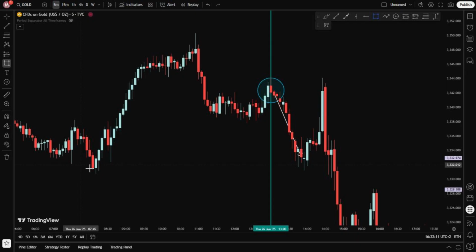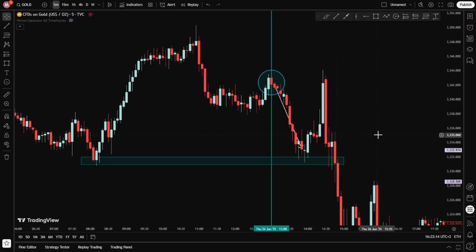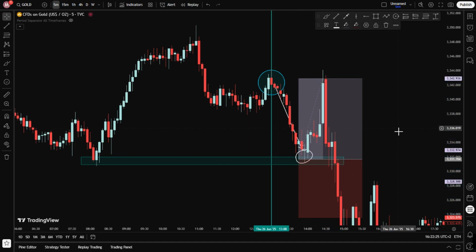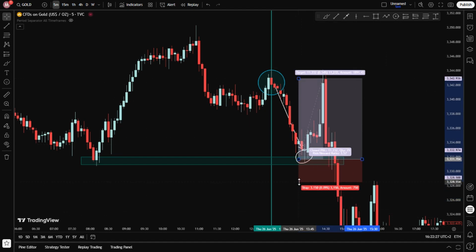Down here, we spot a clean and well-respected support zone, a level where price has reacted before. So what do we do? We go ahead and mark that support zone on our chart. Then once price comes back to test that support, that's our cue to prepare for a buy setup. We go ahead and place a buy position right around this area.